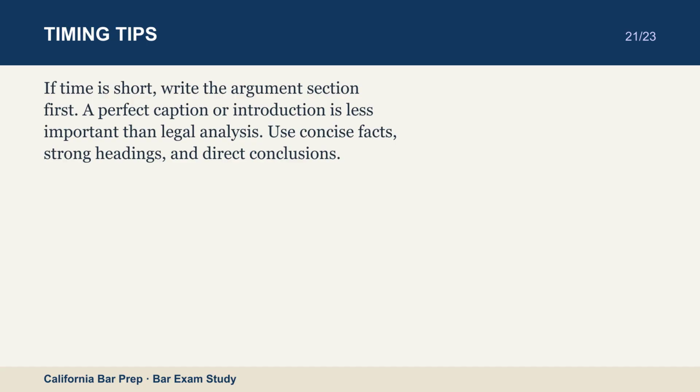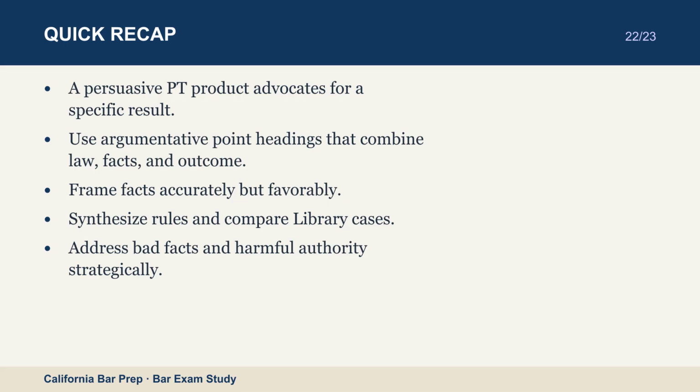A persuasive PT product advocates for a specific result. Use argumentative point headings that combine law, facts, and outcome. Frame facts accurately but favorably. Synthesize rules and compare library cases. Address bad facts and harmful authority strategically. End sections by telling the decision-maker what to do.